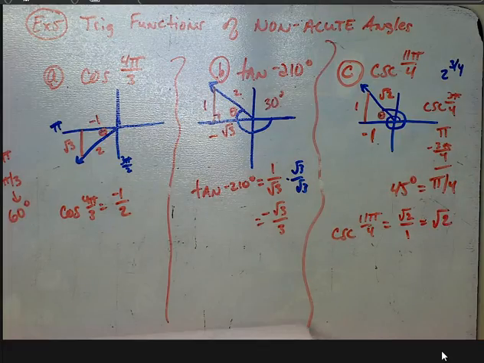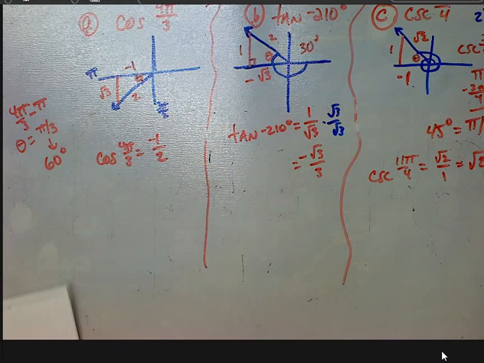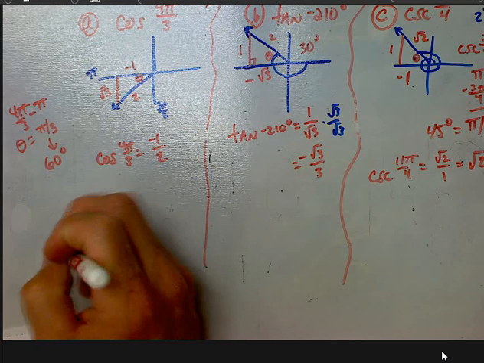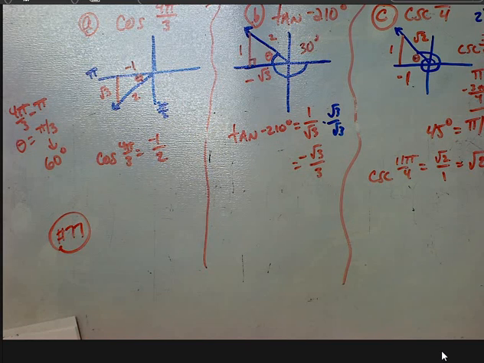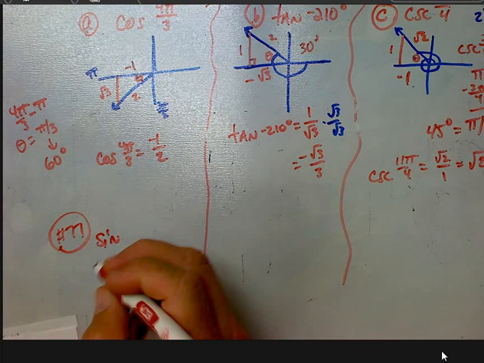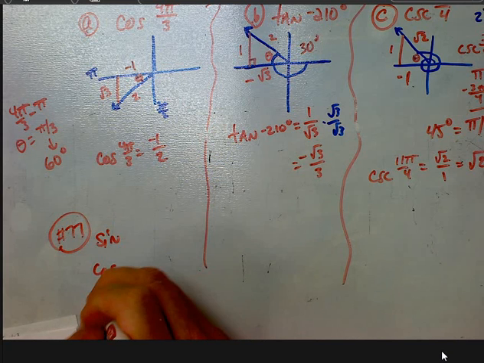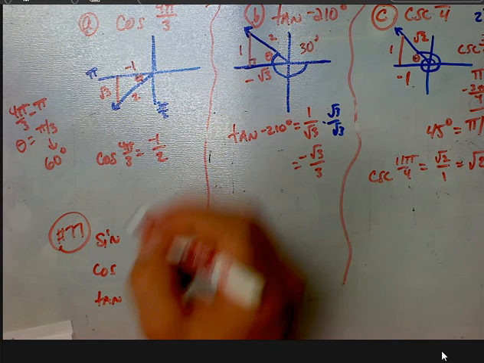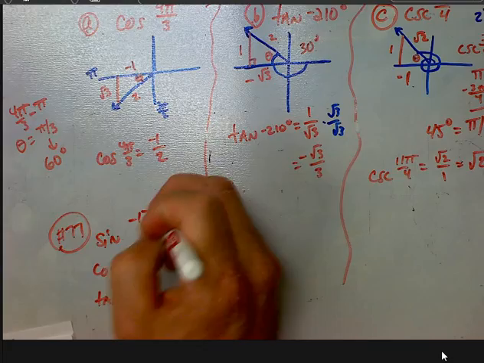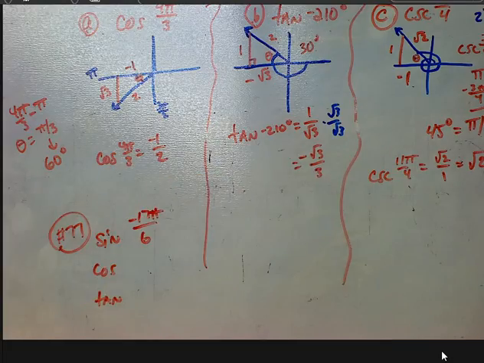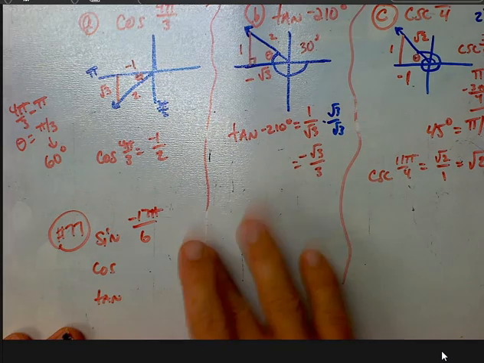I want you to try number 77. Number 77, I want you to find the sine, cosine, and tangent of -17 pi over 6. You can press pause and come back and see if you got the right answer. This is how we do it.